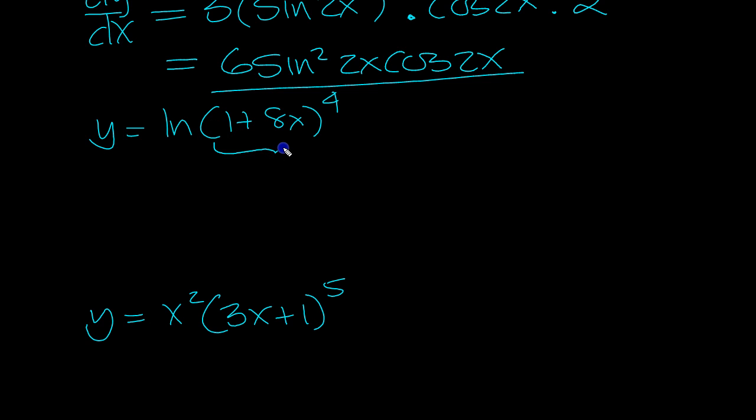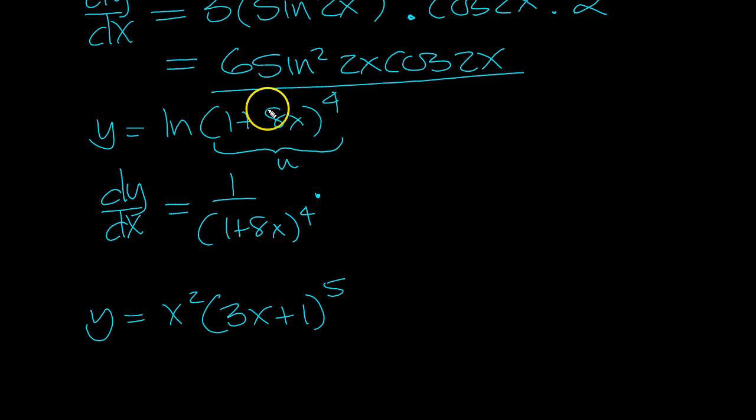Basically, we've got to think of all of this as u, haven't we? This to the 4 is log of u. So dy/dx then is equal to log of u differentiates to 1 over u, multiplied by the something, 1 plus 8x to the 4 differentiated. And now, when we think about differentiating that, we can think of it as this to the 4.